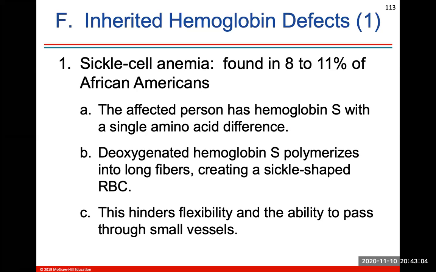Some inherited hemoglobin defects: sickle cell anemia is found in 8 to 11% of African Americans. The affected person has hemoglobin S with a single amino acid difference. The deoxygenated hemoglobin S shape will polymerize into long fibers, creating a sickle-shaped red blood cell. This hinders the flexibility and the ability to pass through small vessels.